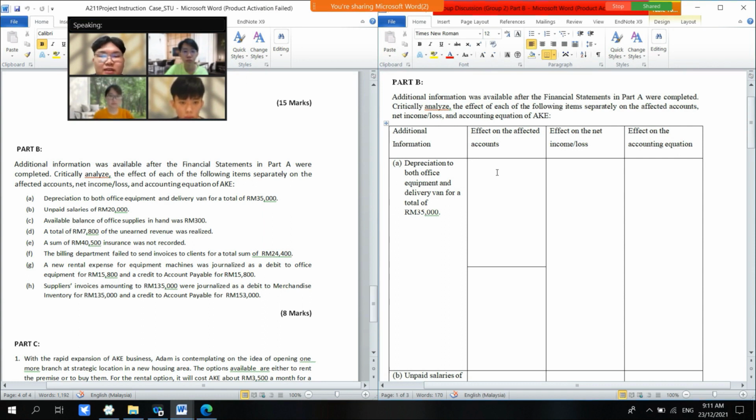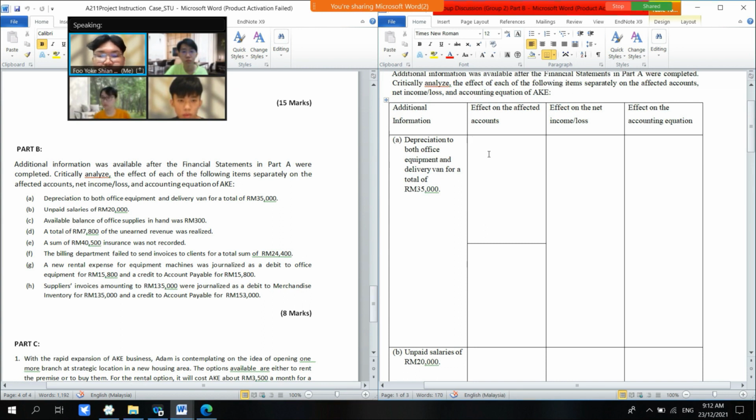Part B. Additional information was available after the financial statements in Part A were completed. Critically analyze the effect of each of the following items separately on the affected accounts, net income or loss, and the accounting equation of AKE. The first additional information is depreciation on both office equipment and delivery van for a total of 35,000. The effect on the affected accounts should be expenses understated.